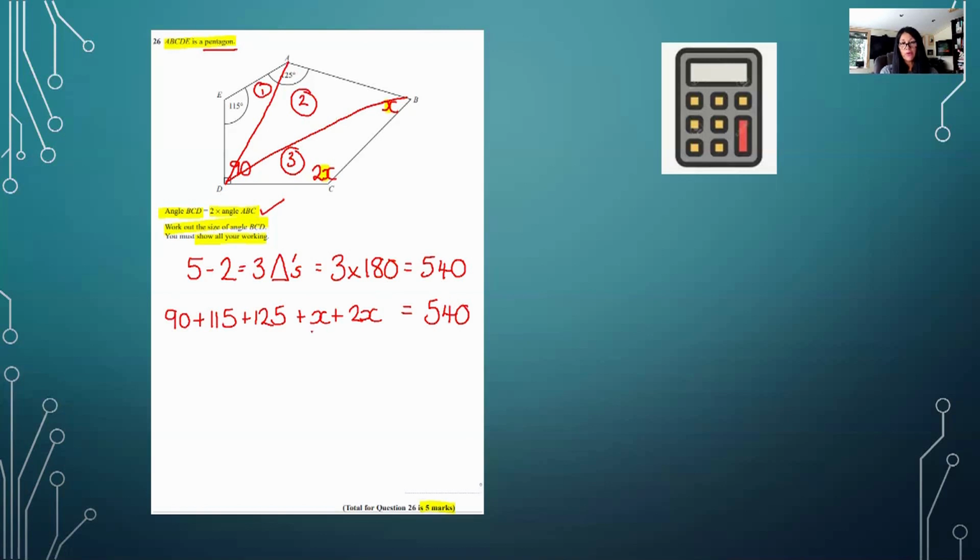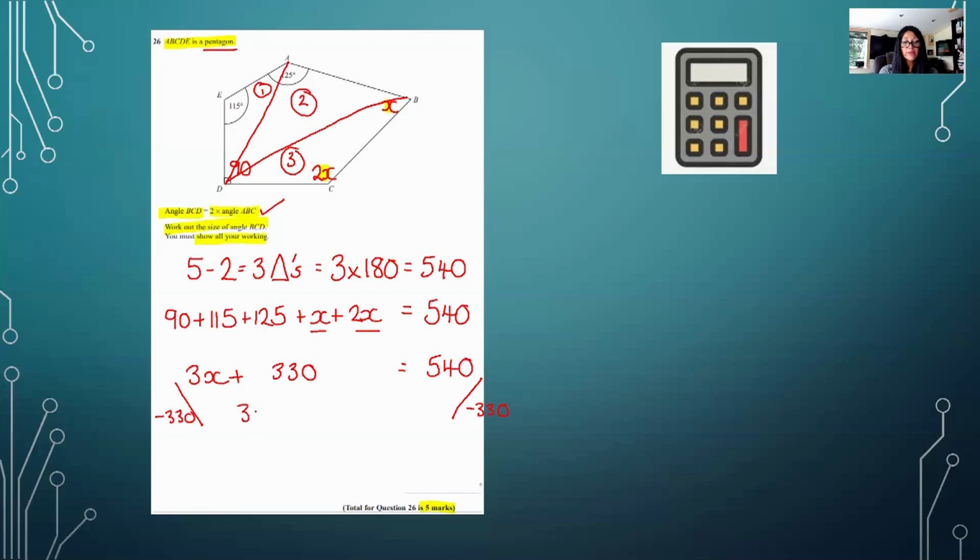So let's simplify now. How many x's have we got? We've got 1 there, we've got 2 there, so in total we've got 3x. Let's add up 90 plus 115 plus 125, and that gives me 330 degrees. And all of that equals 540 degrees. There are different ways of doing this. I always use the funnel method, but you might have a different way of doing it. I'm trying to get x by itself, so I'm going to take away 330 degrees from both sides.